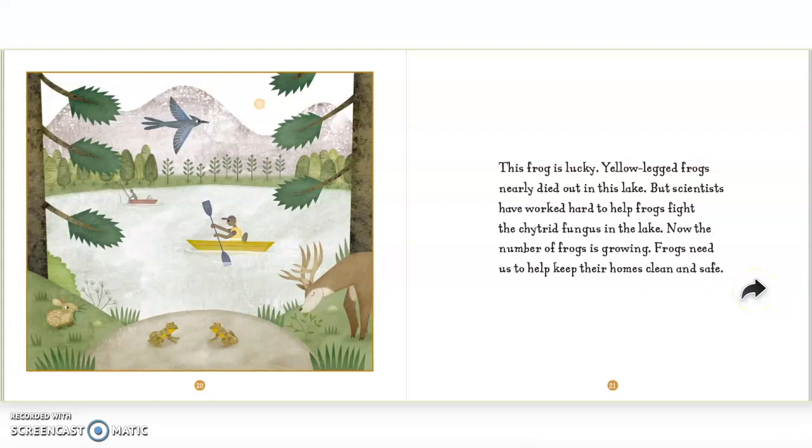So what's happening to the frogs in this lake? What's the problem? They're dying. And why are they dying? What two ways are they dying? What are they dying from? So I know that first they were dying from the fungus, and now they're dying from the trout.